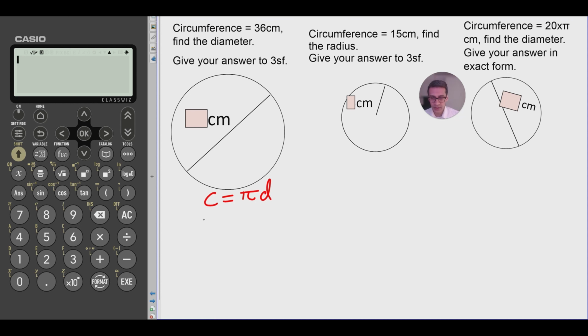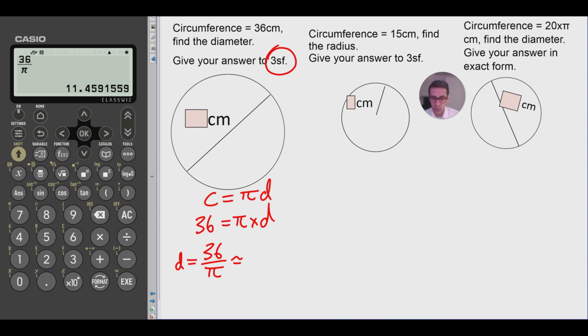The circumference is 36. That's equal to pi times what we want to work out, which is d. So we're going to divide both sides by pi. So 36 over pi is our answer. So d is equal to 36 over pi, but this wants us to give it to 3 significant figures. So we're going to press the fraction button, 36, and then shift 7. That gives us pi.